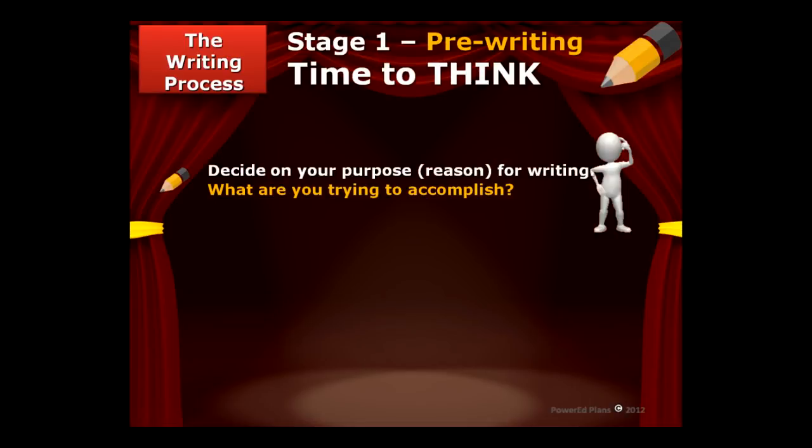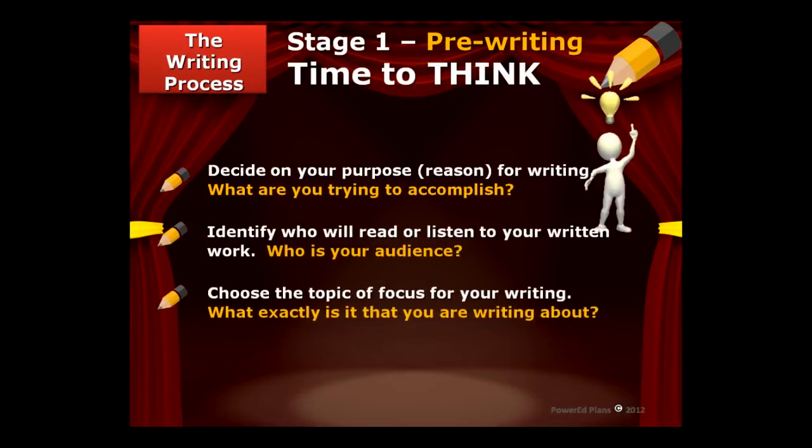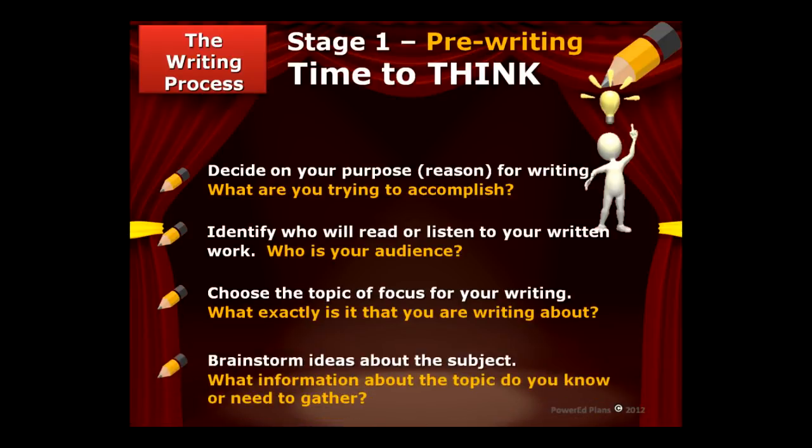Next, they will need to identify who their written work will be read by. Who is their audience? Is it their peers? Is it a teacher? Or is it someone else? Then they will need to choose the topic of focus for their writing. What exactly is it that they are going to be writing about? This is incredibly important because this is where they will have to evaluate the prompt and respond properly. Finally, they will brainstorm ideas about the subject. Have them gather the information they already know and determine what else they need to find out.